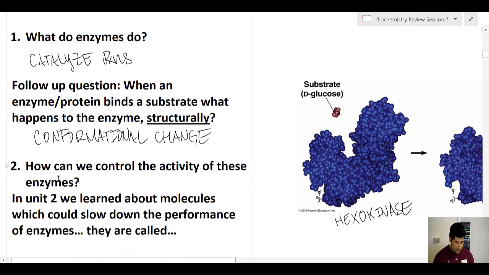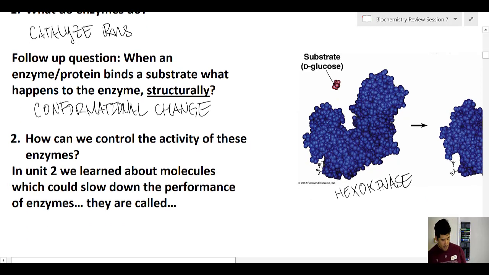All right, so how can we control the activity of the enzymes? In Unit 2, we learned about molecules which could slow down the performance of enzymes. What are they called? Inhibitors. Good job. So all the enzymes that we talk about now, they can be inhibited, but they can be inhibited through different mechanisms, such as allosteric regulation.